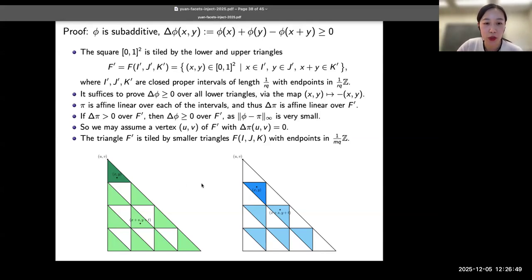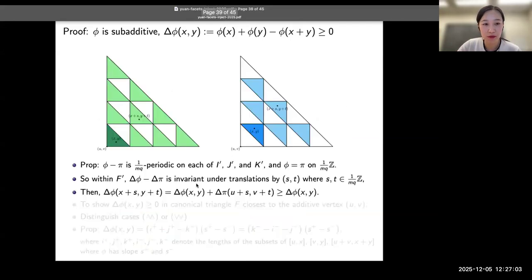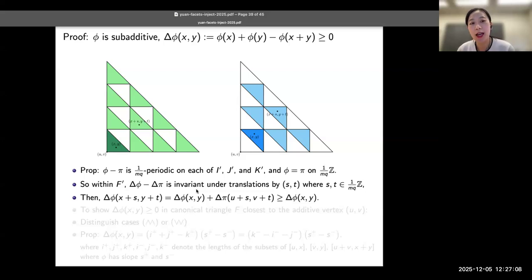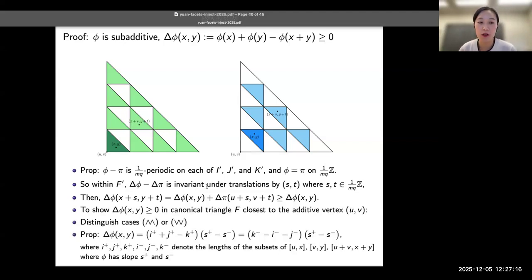Now, we are going to look at the finer grid 1/mq, where the new function is periodic. And we tile the larger triangle F by the smaller ones. We don't need to look at all the smaller ones, but just the ones next to or closest to the additivity vertex U and V.